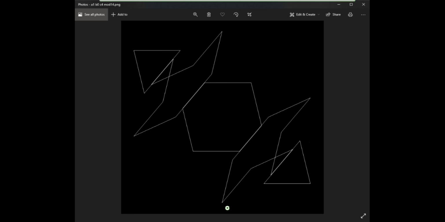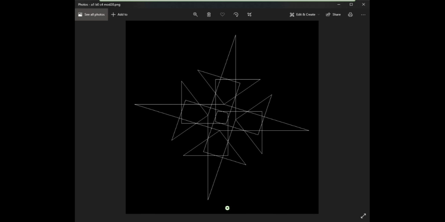But here we have x squared plus 4 and a modulus of 14. Beautifully simple and yet kind of unexpected. This is just another parabola in the usual Cartesian coordinate system, and yet here we have this wonderful looking shape.